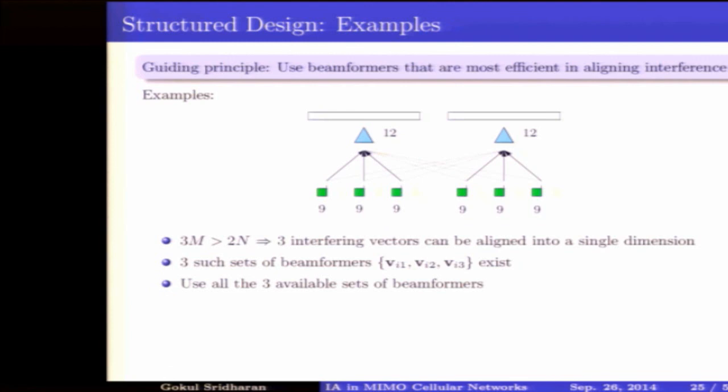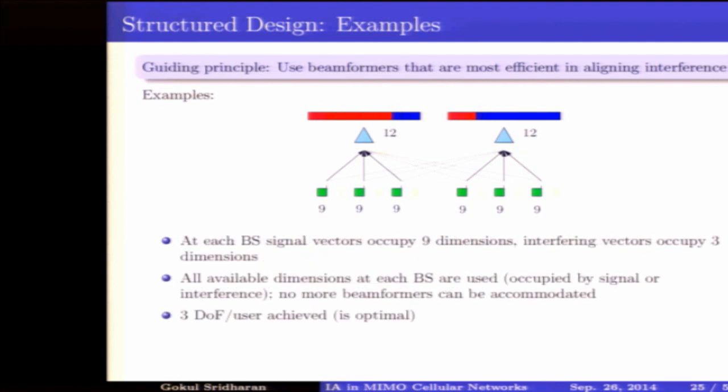Right? So as an example, if you had 12 antennas at the transmitter and 9 at the receiver, then because you have a certain condition 3m minus 2n to be greater than 0, you know that 3 interfering vectors can be aligned into a single dimension. So that means that I had 3 signaling dimensions for this particular base station from these 3 users, but they appeared as a single dimension here. This base station did the same. So 3 signaling dimensions and 1 interfering dimension. And if you continue this further, you are able to fill all the space with either signals or interference. And it so turns out that this particular strategy is indeed optimal.